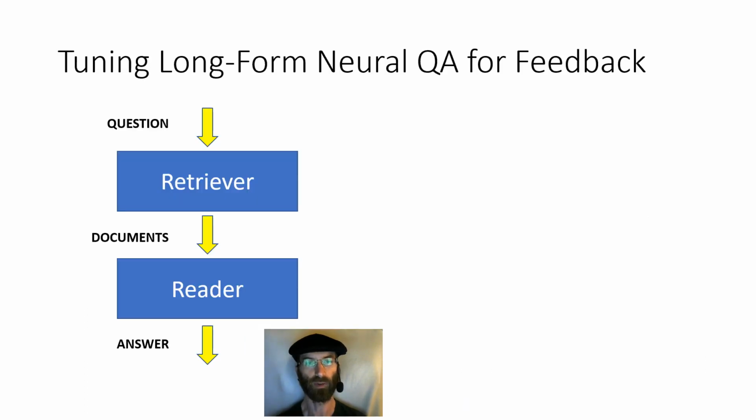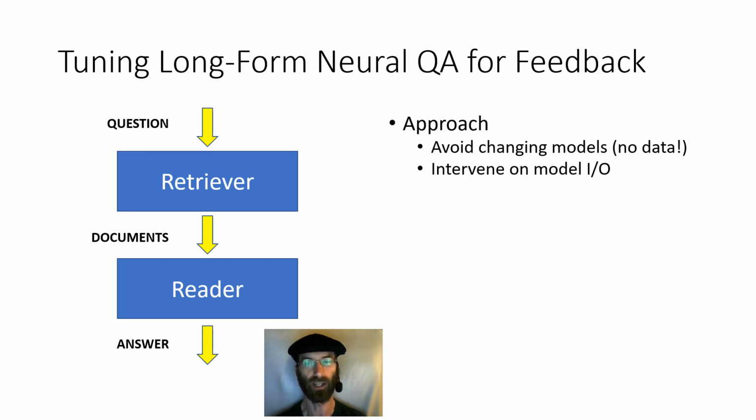Here's a conceptual diagram of the retriever-reader described on the last slide. So how can we tune this for elaborated feedback? Our approach is to leave the models alone, because we don't have training data for feedback. Instead, we can intervene on model I/O, shown by the yellow arrows.